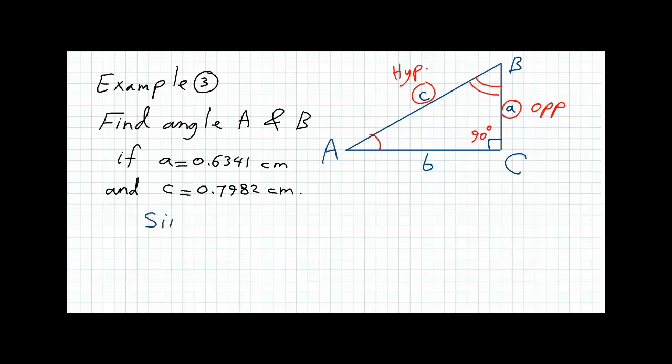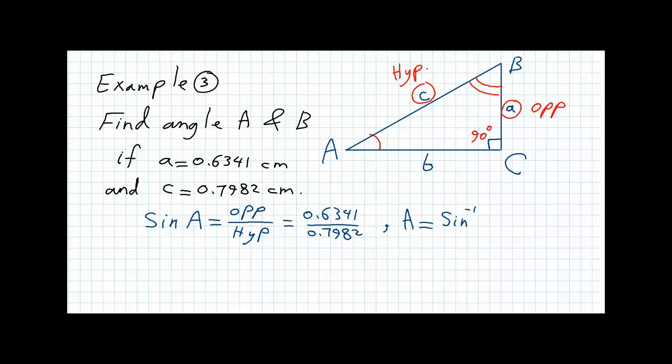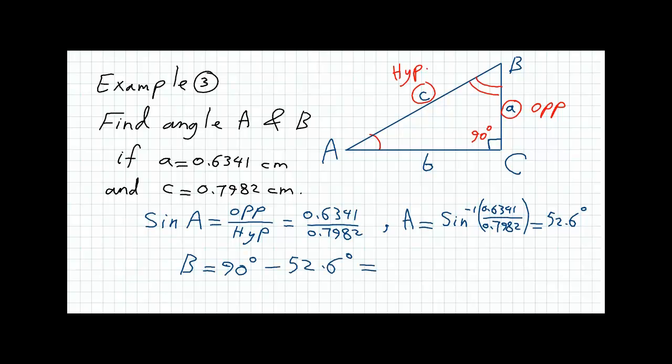So sine of angle A will be equal to the opposite over the hypotenuse, which will be equal to 0.6341 over 0.7982. To find angle A, we will need to use the inverse sine for this fraction using the shift button with the sine button in your calculator, and this will give you 52.6 degrees rounded to nearest tenth. To find angle B, we will find the difference between angle A and 90 degrees, and the result here is going to be 37.4, also rounded to nearest tenth.